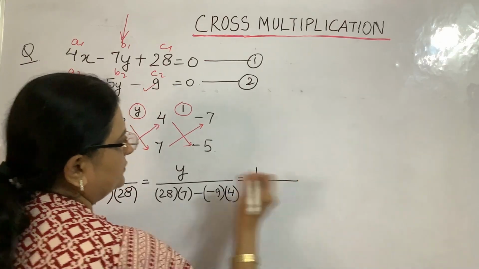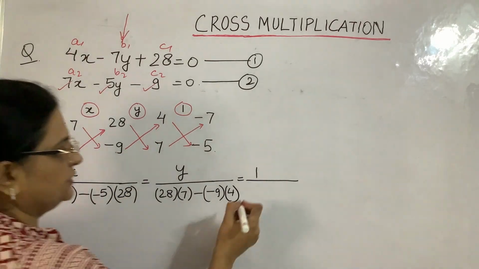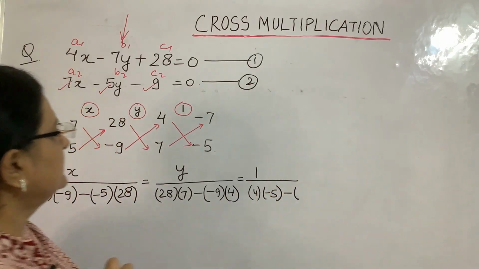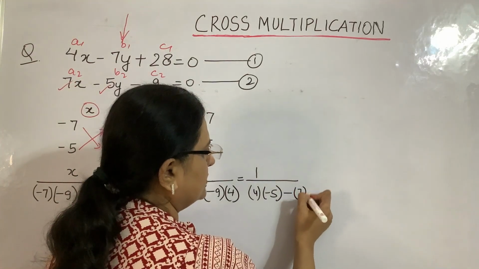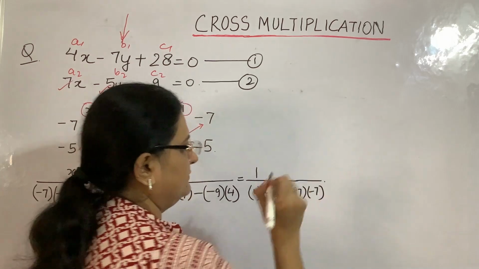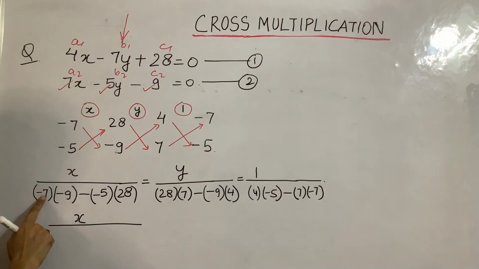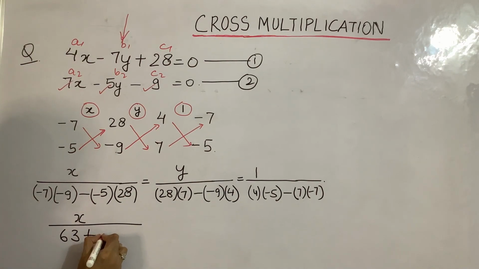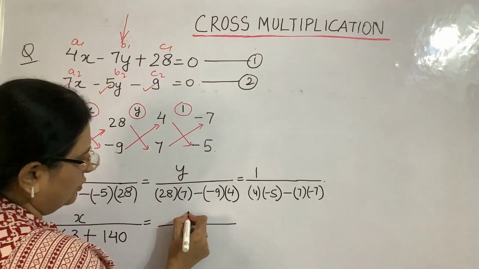And this will be equal to 1 upon, how do we go from here to here? So this is 4 into minus 5, then the minus, and once we have done this, 7 into minus 7. Agreed? So if we solve this, this becomes minus minus plus, 9 sevens are 63, 2 negatives, so this is plus, 5 eighths are 40, so this becomes 140 is equal to, over here this is y.